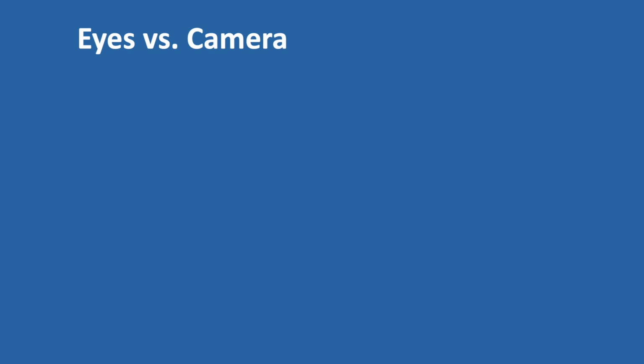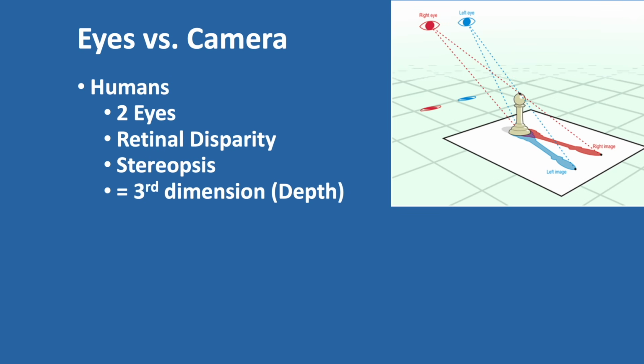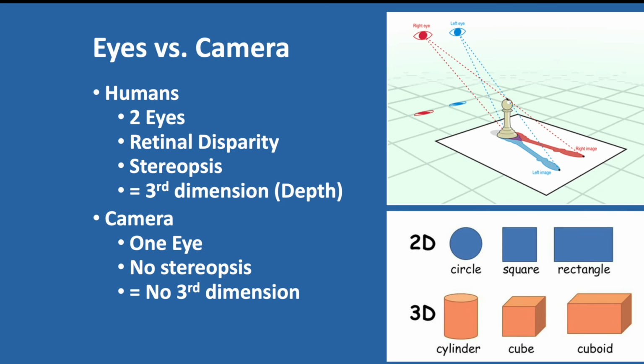Here is the most fundamental question in photography. Why does a vast landscape feel magnificent in person and look flat in a photograph? Humans have two eyes. Two eyes give us retinal disparity. Each eye sees from a slightly different angle. Your brain fuses those two images into one image with depth. That is stereopsis, the third dimension. A camera has one eye, no stereopsis, no depth.